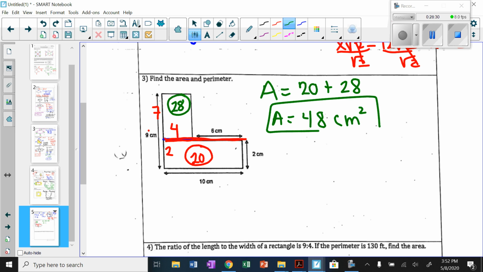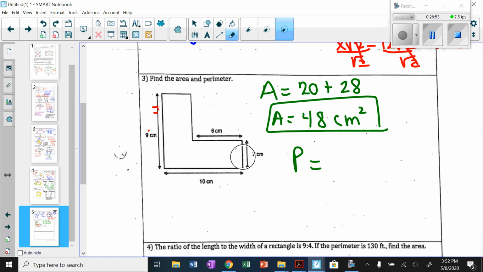Now the perimeter is the outside. For the perimeter, you can't divide and conquer, meaning I can't add the perimeter of the top rectangle and the perimeter of the bottom rectangle. That doesn't work. Because what's going to happen is we're going to be adding things like this 4 on the inside, which isn't part of the perimeter. Remember, the perimeter is just the outside. So how am I going to find this perimeter?